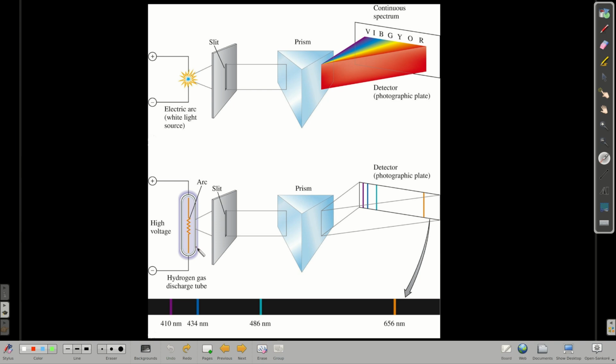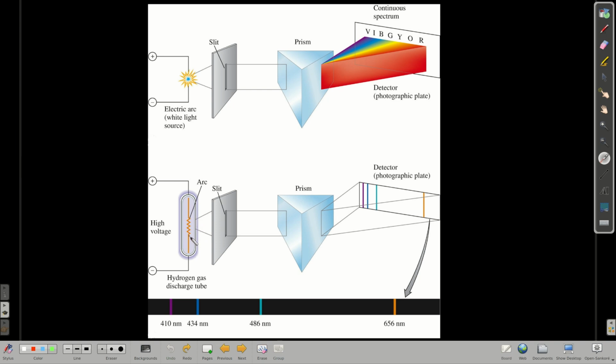But if you take a gas discharge tube, basically it's just a glass tube that's been filled with just one type of gas. It could be hydrogen, it could be neon, really any gas. This glass tube has electrodes, just a piece of metal on each end. If you hook these electrodes up to a power supply and turn it on, the tube will glow. This is what you see when you see the neon lights in windows.